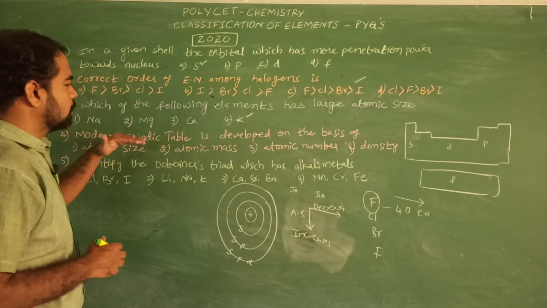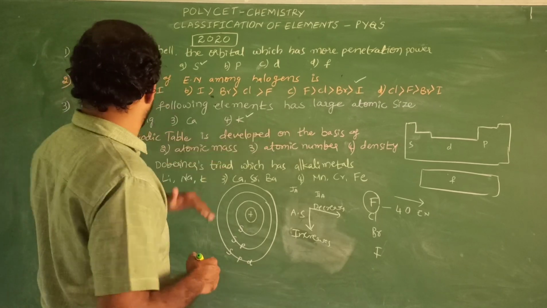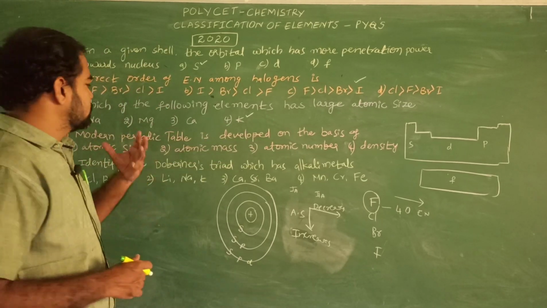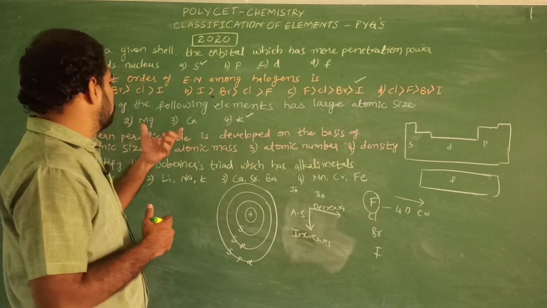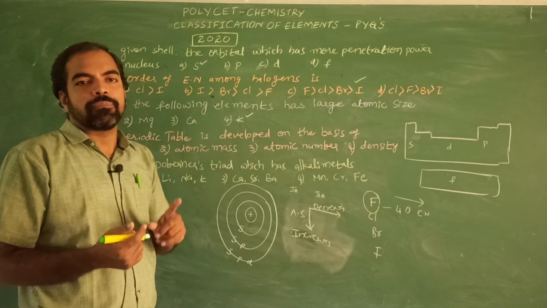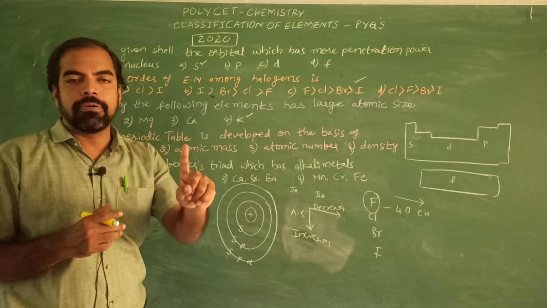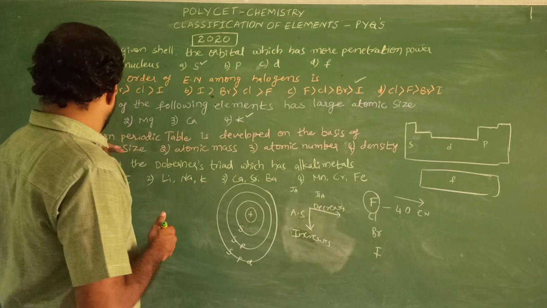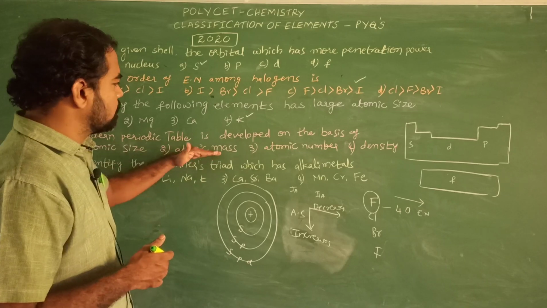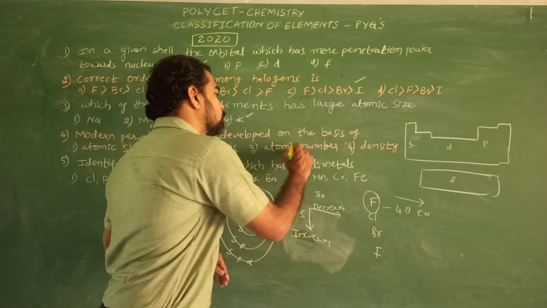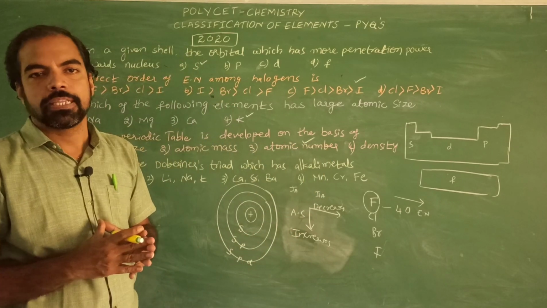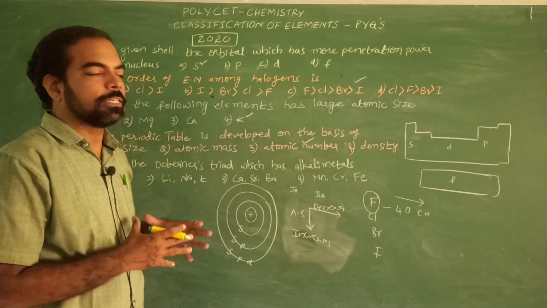Next one. Modern periodic table is developed on the basis of. It is a very simple and direct question. The modern periodic table is based on atomic number and electronic configuration. In your given option, atomic size, atomic mass, atomic number is present. So the option is third one. Is it clear? Option is third one.